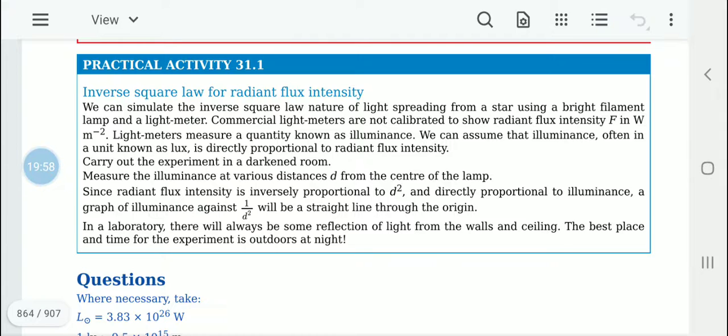So if you carry out the experiment, that is, you double the distance, you will see that the illuminance is going to be reduced by a factor of 4, because radiant flux intensity is inversely proportional to d squared and directly proportional to illuminance. So if you draw a graph of illuminance against 1 upon d squared, it will be a straight line through the origin. Please try to understand what this means, and also you should be able to explain what this means by using the graphical simulation. So please try to read through this and listen to the details, and if you have any questions, please ask.